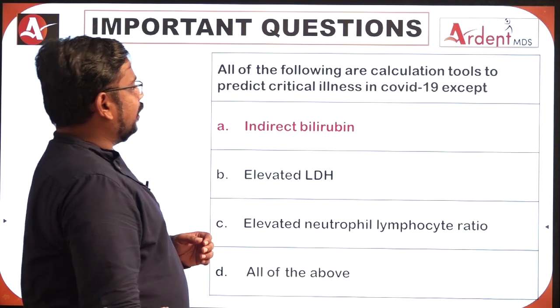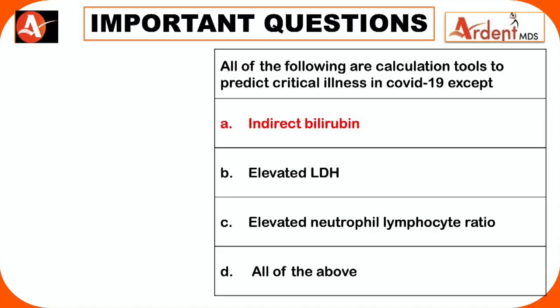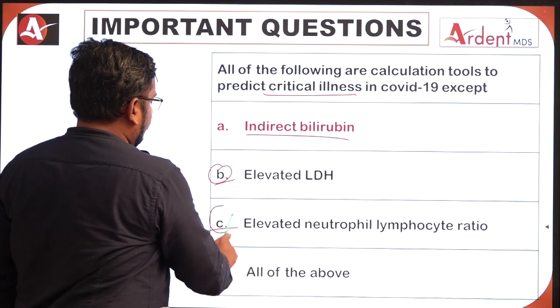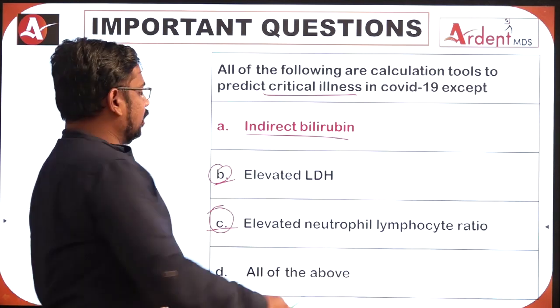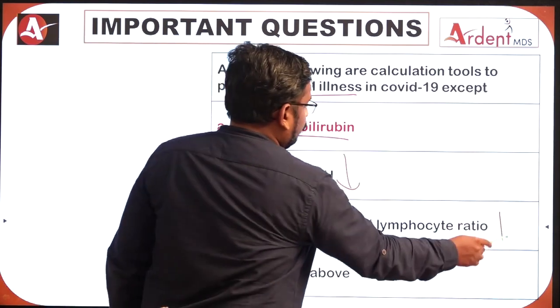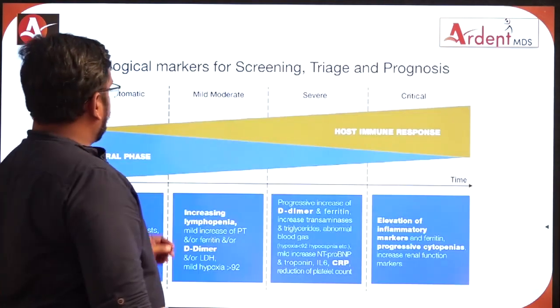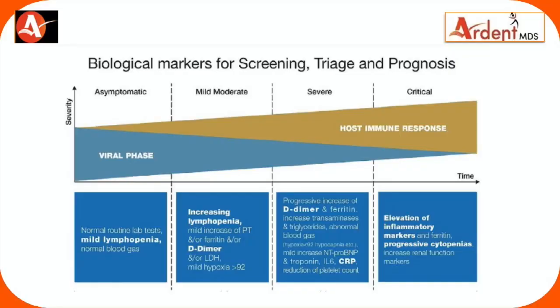All the following are tools to predict critical illness in COVID-19. LDH and an elevated neutrophil lymphocyte ratio mean the patient is having critical illness. Indirect bilirubin is not related to the critical illness of COVID-19 patients. So B and C give an idea about critical illness, and a decreasing LDH and neutrophil lymphocyte ratio means the patient is improving. So these are the biological markers for prognosis.